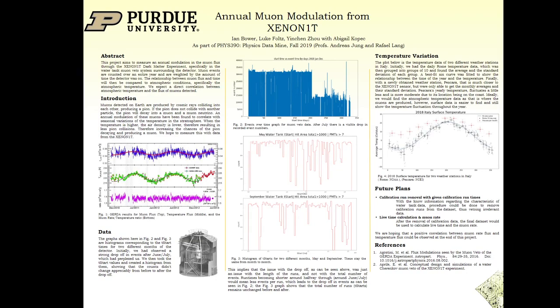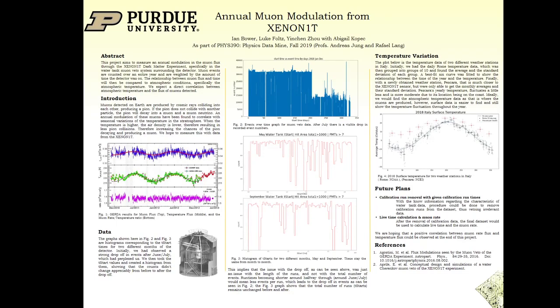Muons detected on Earth are produced by cosmic ray collisions with each other, producing a pion. If the pion does not collide with any other particle, it would decay into a muon and a muon neutrino. An annual modulation of these muons has been found to correlate with seasonal variations of the temperature in the stratosphere, shown in Figure 1 below, provided by the GERDA experiment.